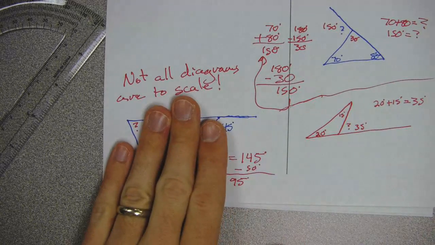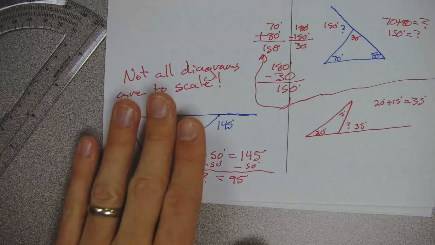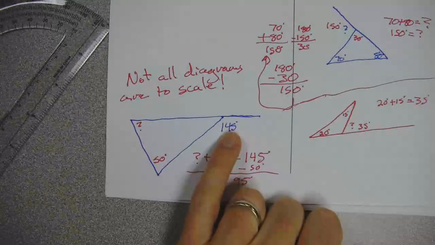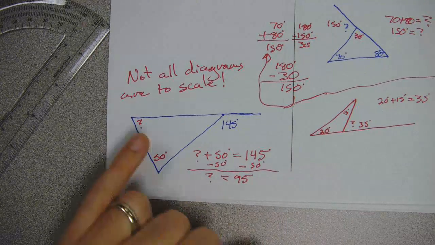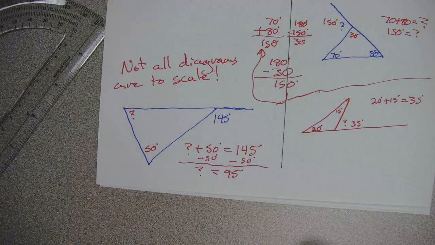If you're told a diagram is to scale, then by all means, judge that diagram to the best of your ability. But remember, not all of them are. So in this case, if I know that this is 45 and I know that this is 50, well, guess what? That has to be 95. And I know in this case that, hey, I just got a really crappy drawing, and that's okay.